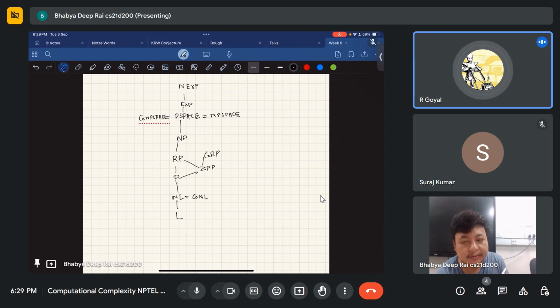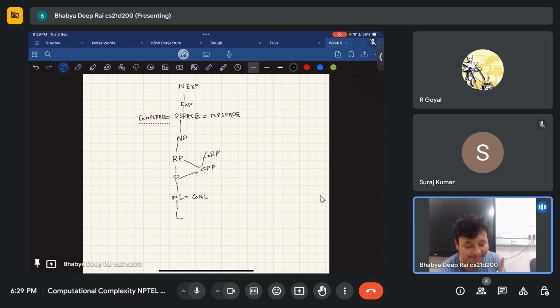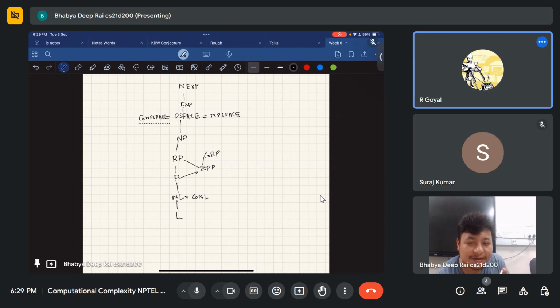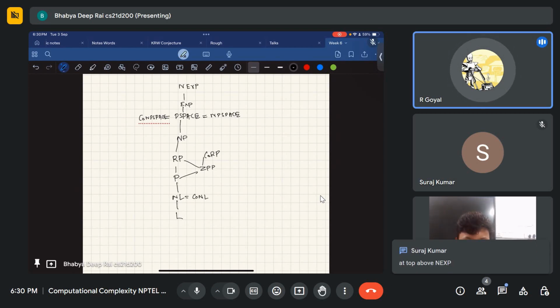Let's see. Will BPP contain P? In BPP, all the strings which are part of the language are accepted with a probability of greater than or equal to 2/3. All the strings which are not part of the language are still accepted with a probability of at most 1/3. And in case of P, all the strings which are part of the language are accepted with probability 1, and the others with probability 0. So therefore, this P won't be in a subset of the BPP.